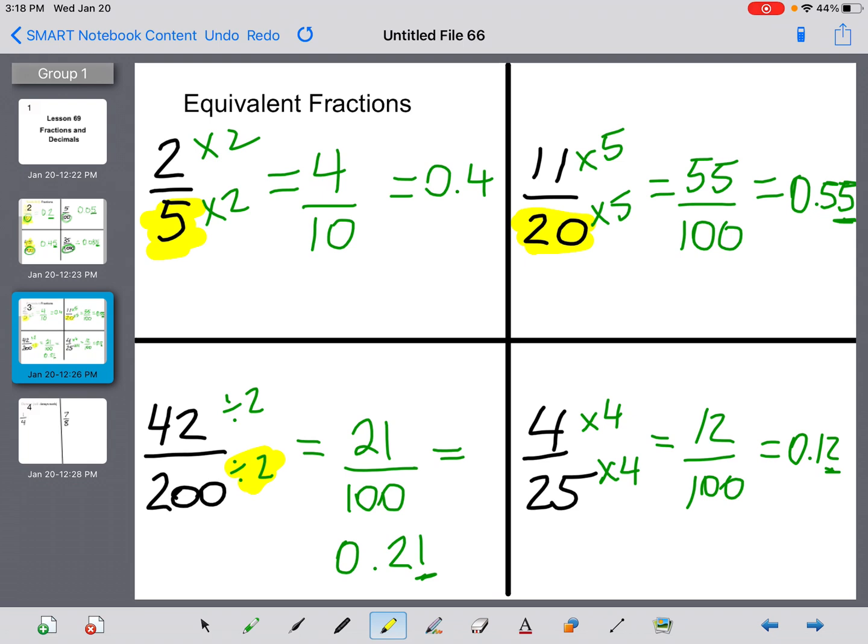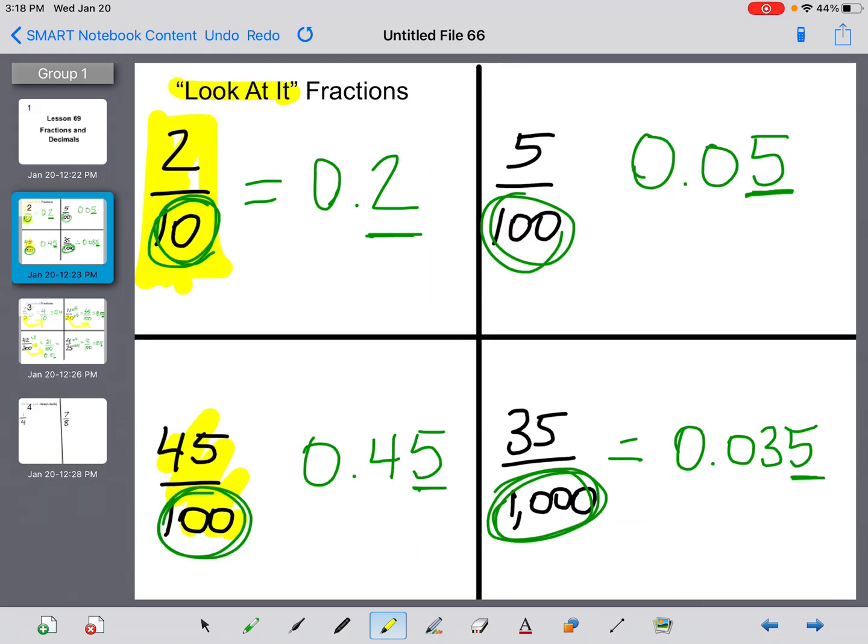Can I multiply it by something to get a multiple of 10? So like 5, we multiplied by 2 to become 10. 20, you can multiply by 5 to get 100. Or can you divide it, right? 200, we divided by 2 to get 100. So whatever you can do to make one of those nice denominators, just look at it fractions, okay?